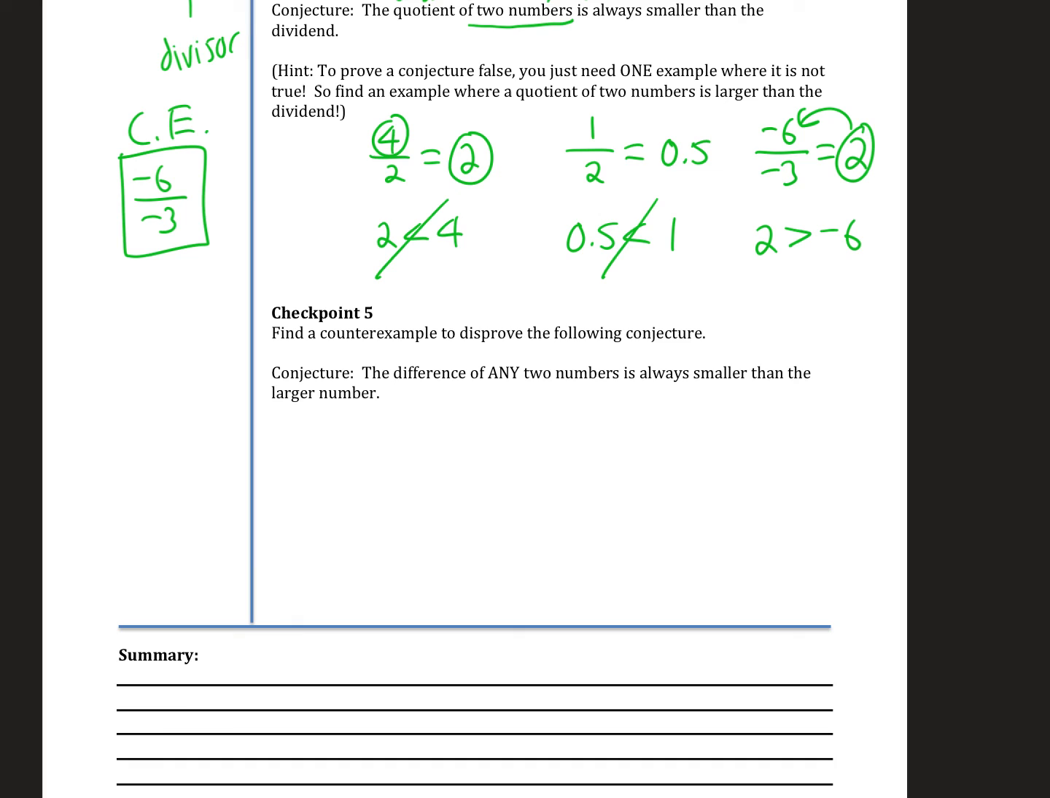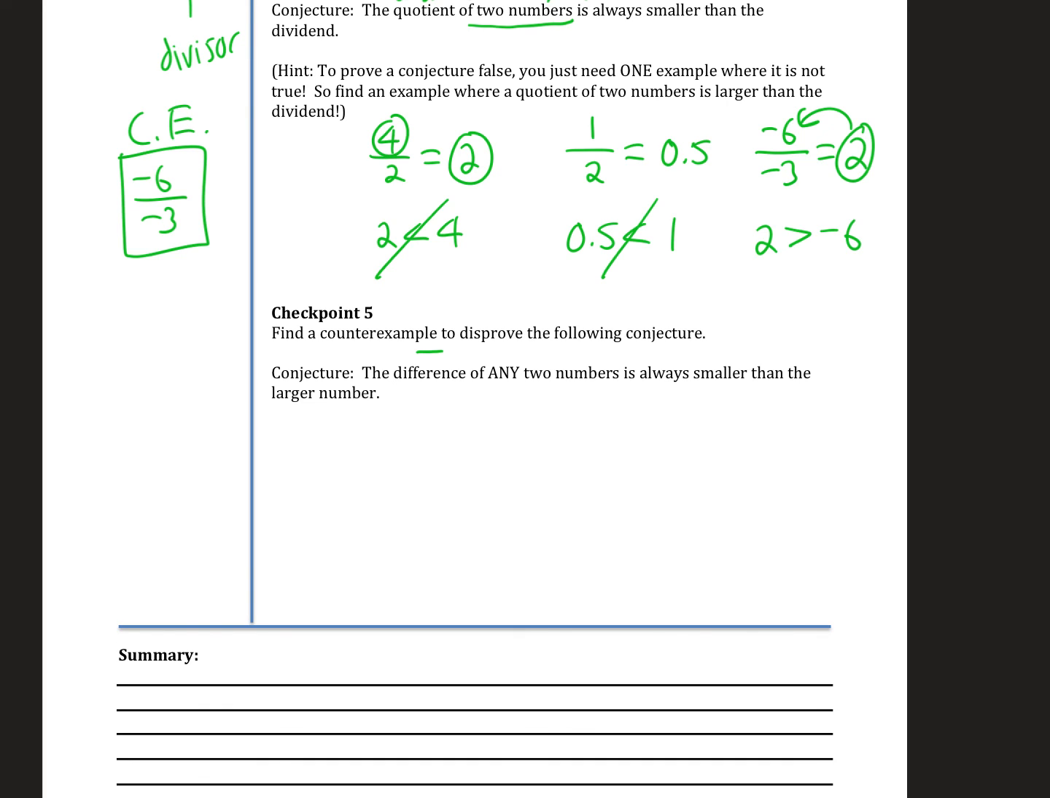Okay, we have a different example here. Find a counterexample that disproves the following conjecture. The difference of any two numbers is always smaller than the larger number. So why don't you try to figure this out. What does difference mean? What operation is that? That's subtraction. All you have to do is find a single example where the resulting number is bigger than the larger number, because we're trying to find something that's not going to work here. It's a little tricky, but basically we're trying to disprove this. So you're trying to be contrarian. You're trying to find an example that doesn't work. So use positives, use negatives, use fractions, whatever you want to do. Give it a try.